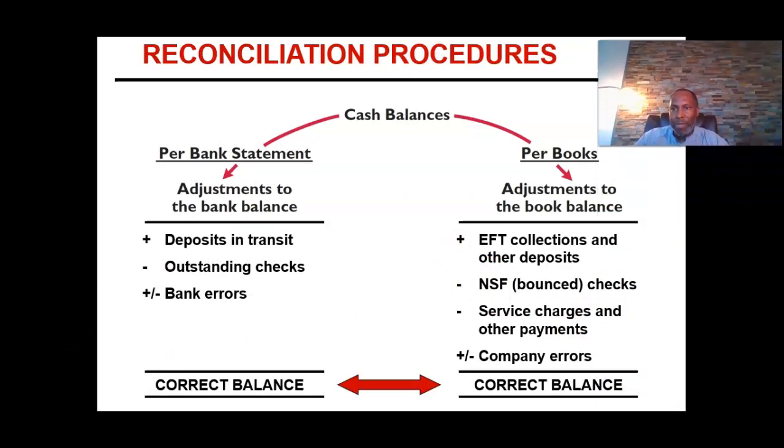Here we go. So when we're trying to figure out what is our true cash balance, once we've accounted for all of those time lags, what should be the actual amount to report in our cash ledger account? Let's begin with the balance per bank statement. Okay? We'll look at what we call deposit in transit.